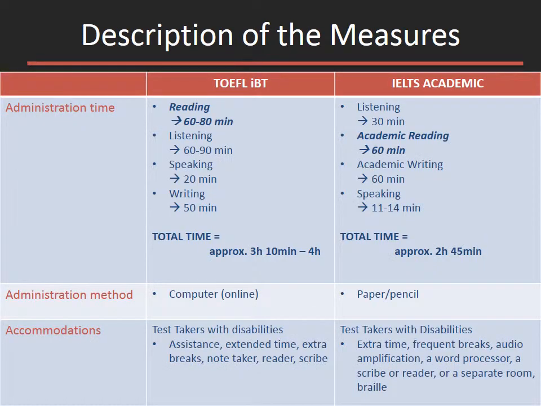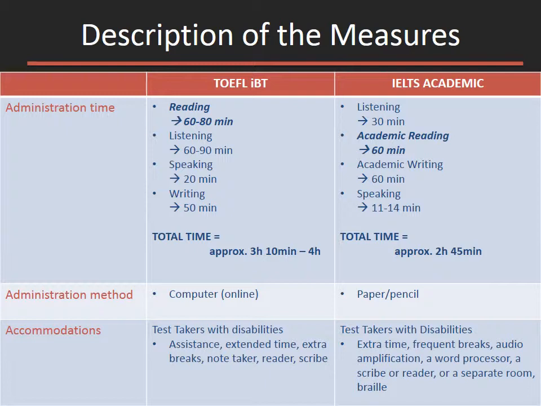The next comparison we will explore include both measures of administration times, administration methods, and accommodations. The TOEFL IBT begins with the reading section, which ranges from 60 to 80 minutes long, followed by the listening, speaking, and writing sections for a total time of a minimum of 3 hours and 10 minutes to a maximum of 4 hours. This test is done online with the use of a computer, and the accommodations made are for test takers with disabilities, which include assistance, extended time, extra breaks, a note taker, reader, and scribe.